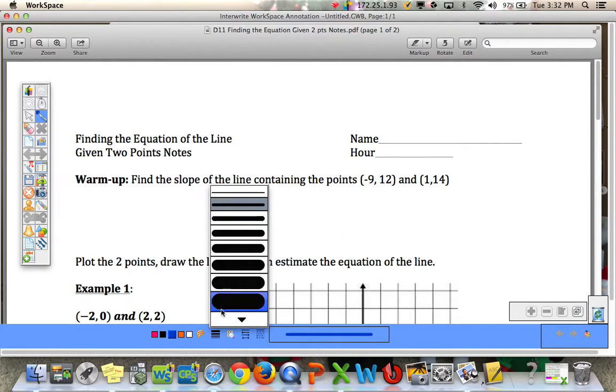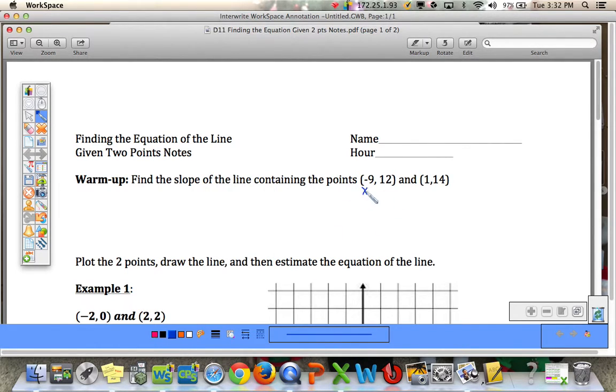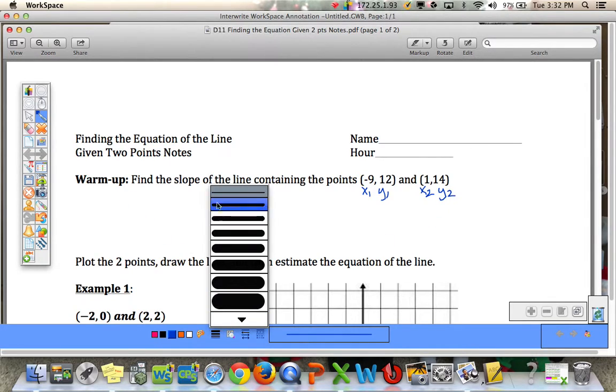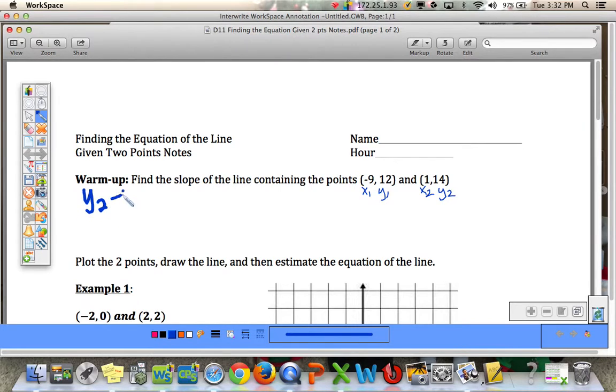So let's first label our points. We'll call the first point x1, y1. We'll call our second point x2, y2. And remember, slope formula is y2 minus y1 over x2 minus x1. So let's plug in.